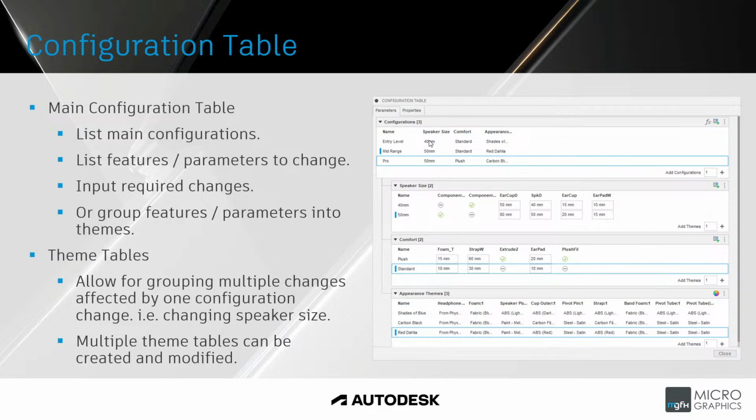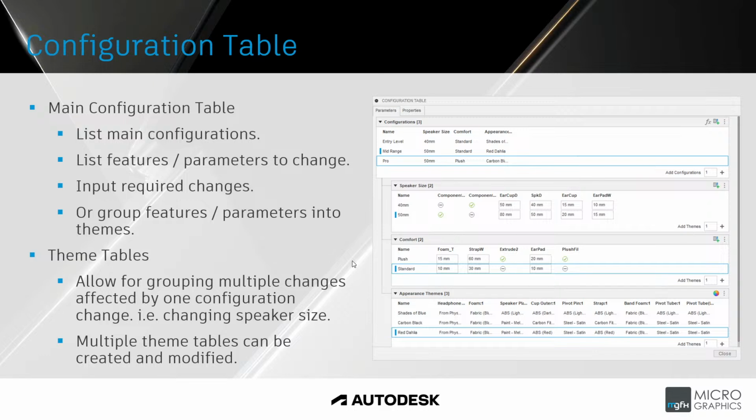And we can see in the table at the top, coming back up to the main configuration, each of those themes would have a drop down. So for the appearance, we could go to entry level, double click on the shades of blue, and we could actually change the entry level to red dahlia if we wanted to, or to carbon black if we wanted to have a black appearance for that. So we can quite easily populate the theme tables and adjust the values as required.